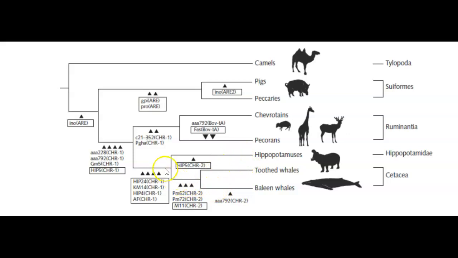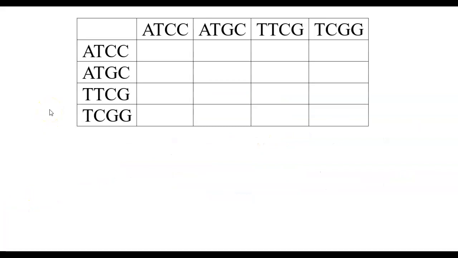The funny thing here is what this showed, as you can tell, is that the hippopotamus seems to be way more closely related to whales than other land-dwelling organisms, based on this particular use of SINEs. So let's take a look at a simplistic example like this.